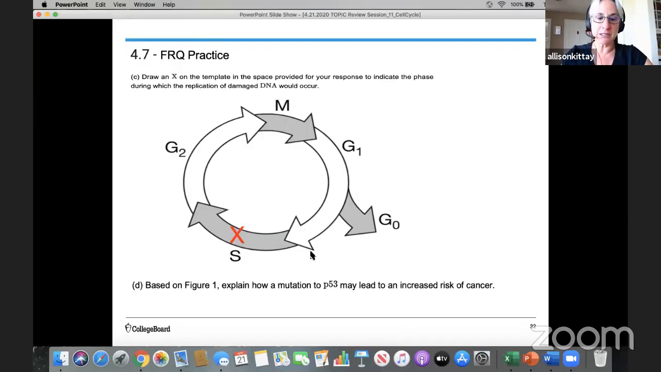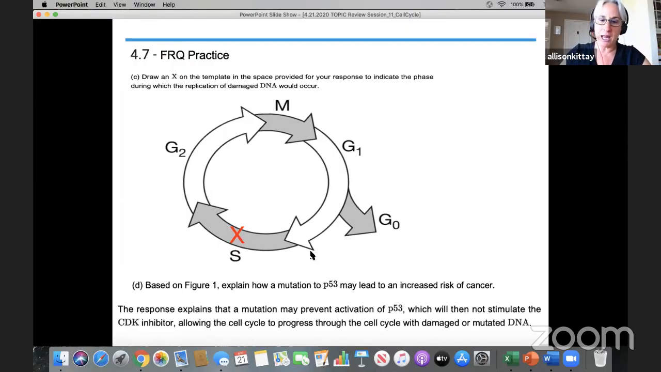All right, and then finally, in part D, based on figure 1, explain how a mutation to the p53 may lead to an increased risk of cancer. So now you don't have p53. So what's going to happen? It can't make that CDK inhibitor, and the cell cycle will continue, and it will progress through the cycle with that damaged or mutated DNA, and that is going to continue without breaks. And basically, cancer is mitosis without breaks.